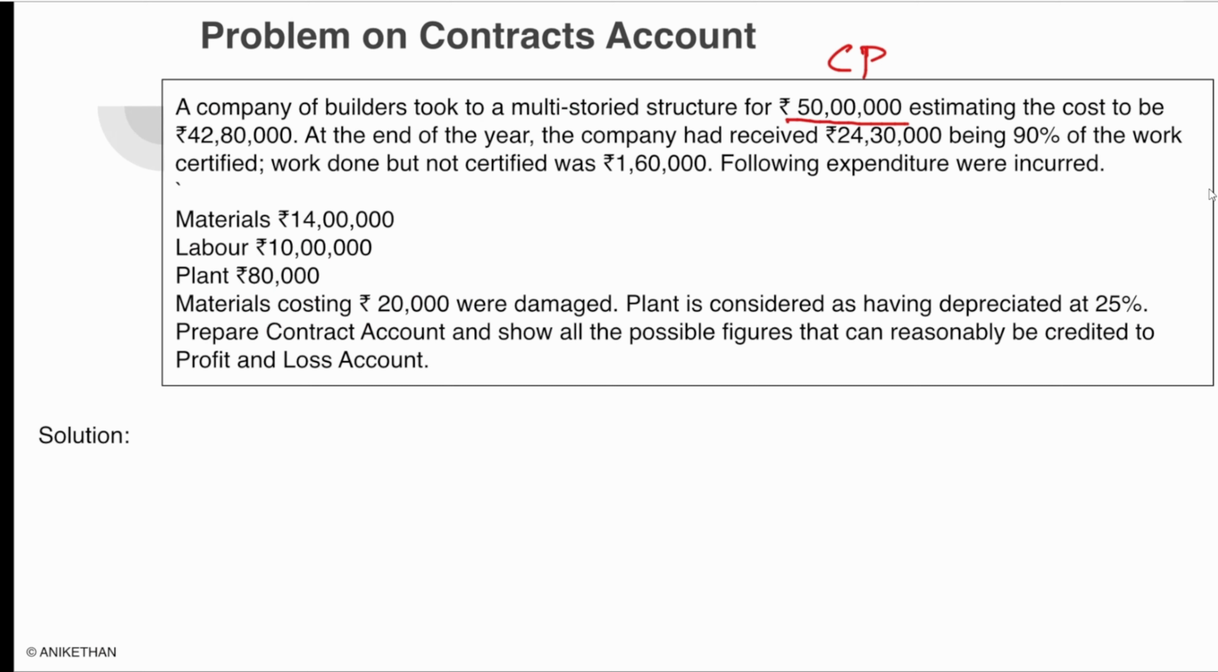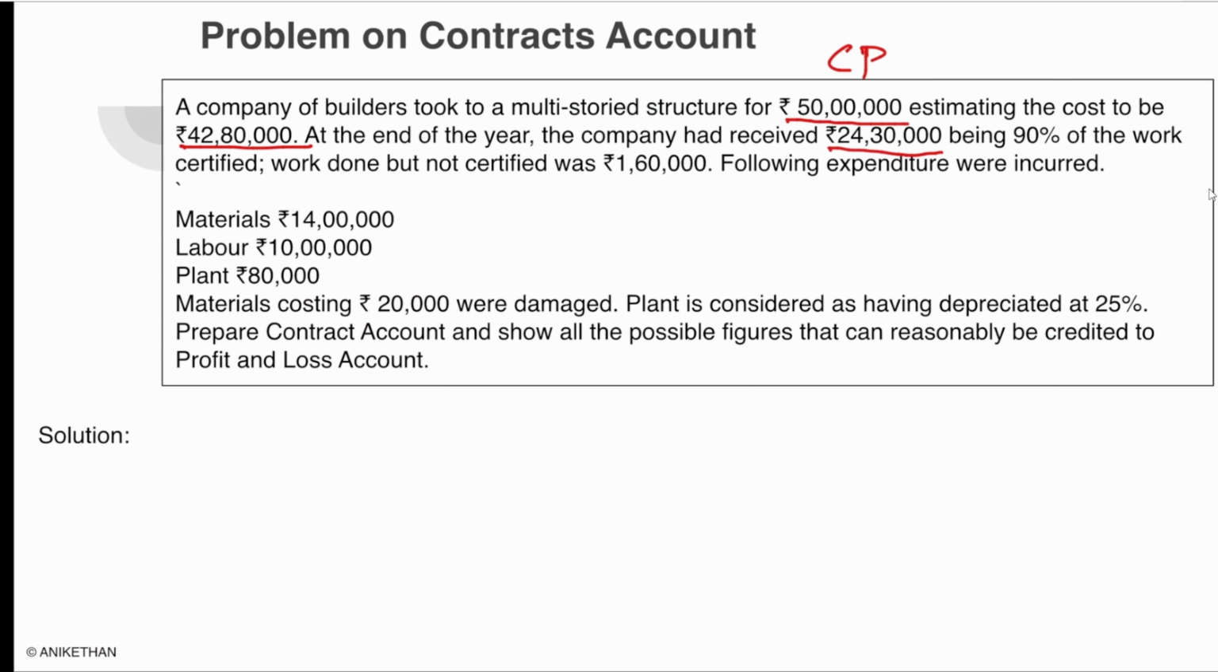It will not come anywhere in the contract account. Estimating the cost to be 40 to 80. So this is my cost at the beginning of the contract, so this is my estimated cost. At the end of the year, the company had received 24,30,000, being 90% of the work certified.